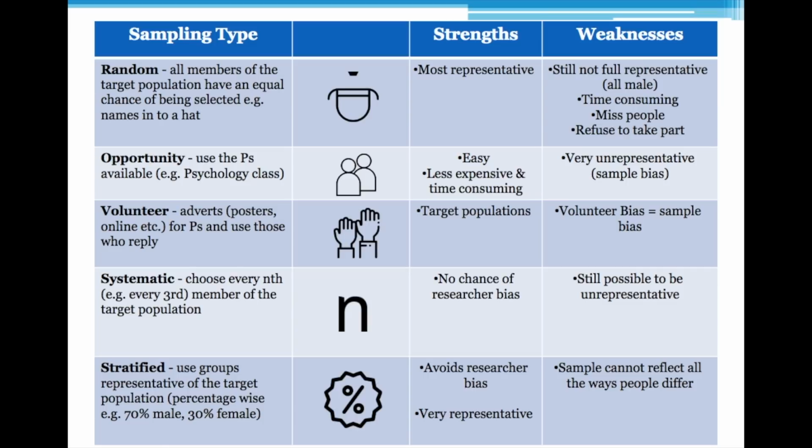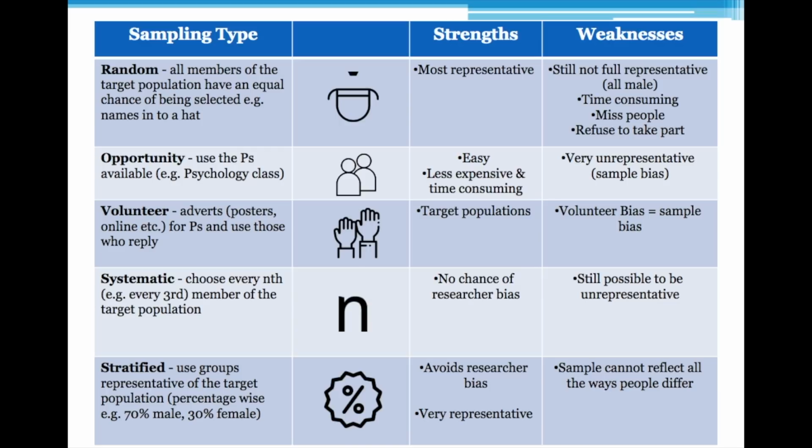And then you've got stratified, and this is where you use a representative group, so you use percentage of key characteristics such as gender or religion or, I don't know, job type. So if in your target population you've got, for example, 70% male and 30% female, in your sample of 10 you'd want 7 males and 3 females. So hopefully that's clear with what the definitions are.